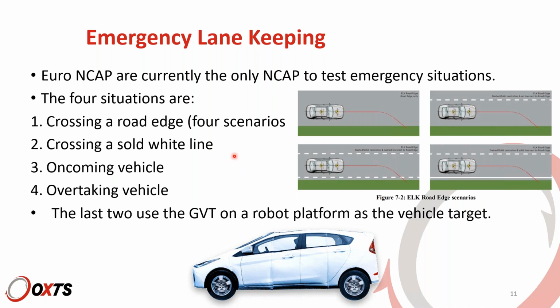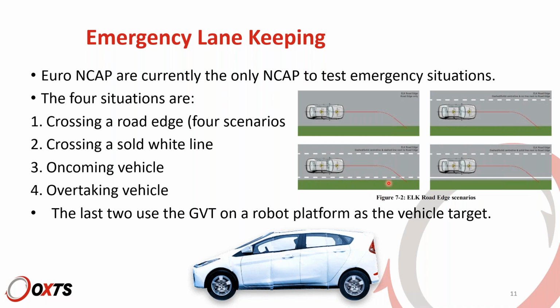And finally, with the overtaking vehicle, this is your classic blind spot scenario where you have a vehicle in the driver's blind spot but overtaking, so traveling faster than the vehicle under test. And if the vehicle under test travels into the next lane, then there would be a potential collision.